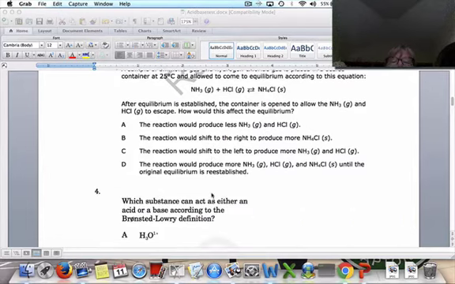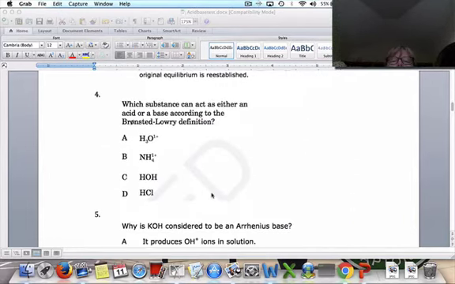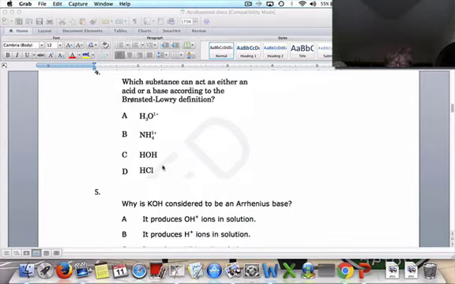Okay, the next one is what can act like an acid or a base? And the correct answer, remember, a Bronsted acid will give away a proton and a Bronsted base will accept a proton. Well, H3O would be a Bronsted acid, but it's not going to want another proton. It's already positively charged. Same thing with the ammonium ion. These are Bronsted acids, but they are not bases because they're not going to take on another proton. HOH is water, and water could give away this proton and act like an acid, or it could take another proton to form the H3O ion. So water is our correct answer.